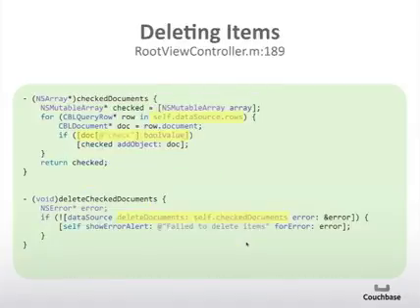So deleting items, we have a button in the UI called cleanup that will find all the checked items in the list and delete them, since it assumes that once you finish the task, you don't want to see it anymore. So we have two methods here that handle this.